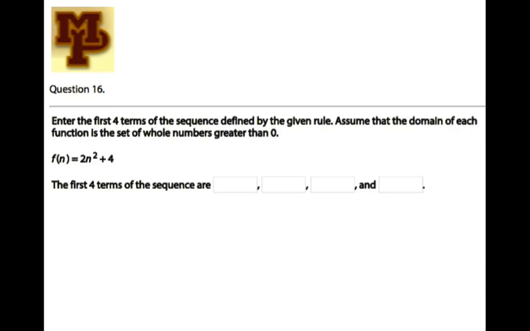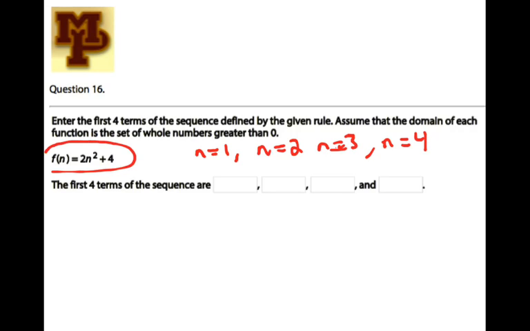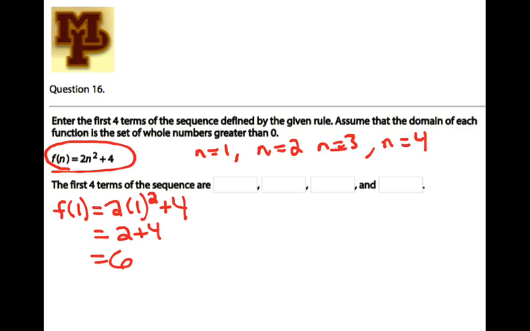Number 16, we want to find the numbers that are part of the sequence. So it's pretty easy. You just plug the numbers in. You plug in n equals 1, and then n equals 2, and then n equals 3, and then you see what the values are when you plug those numbers in to this function. So for example, if you want to find f of 1, then it's going to be 2 times 1 squared plus 4, which is 2 plus 4, and that equals 6. So the first number of the sequence is 6.